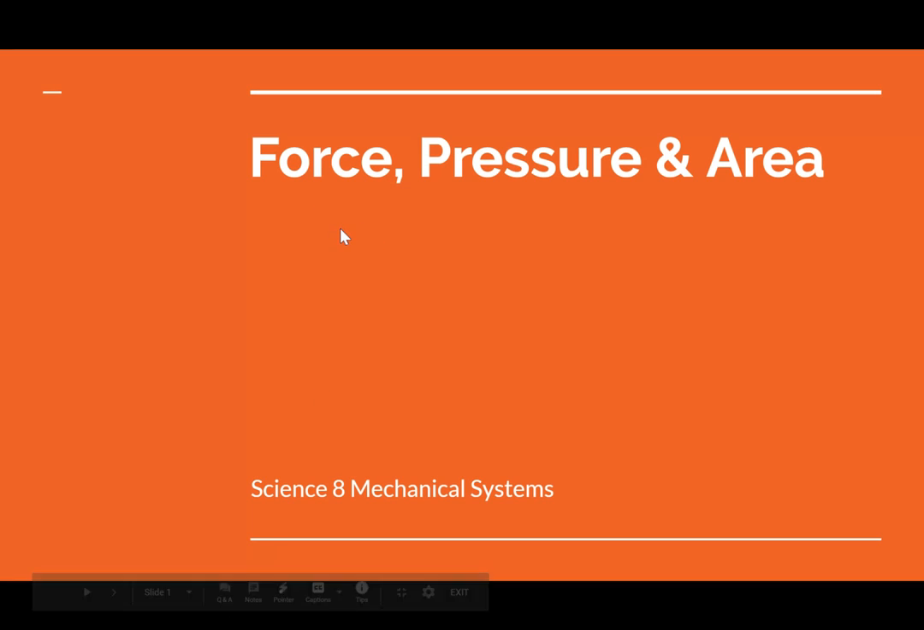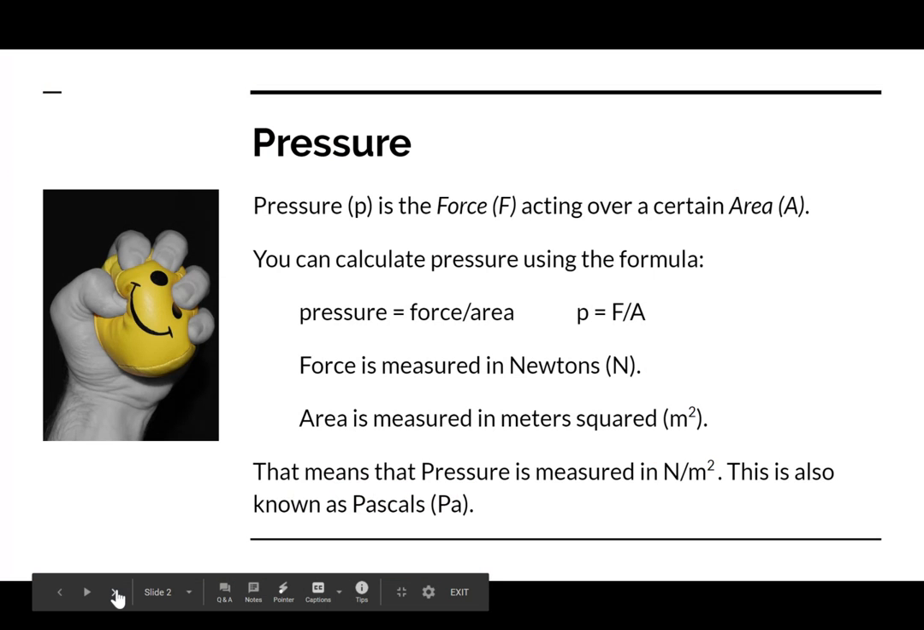Today we're talking about force, pressure, and area. This is part of our Science 8 Mechanical Systems.